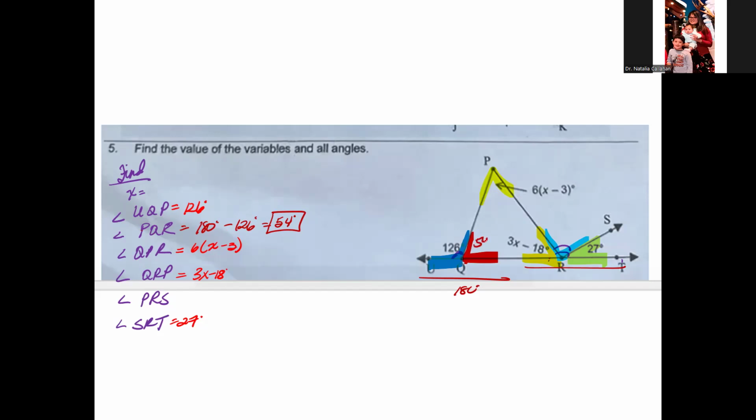This angle right here is what? Good. Now, that's the first one. First one you did was a straight angle, right? Equals 180 degrees. Second strategy.